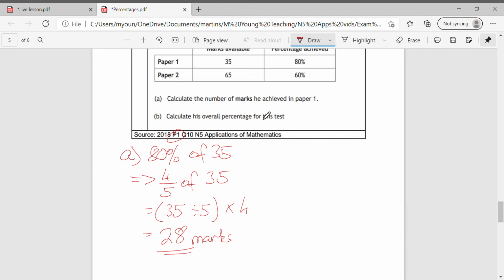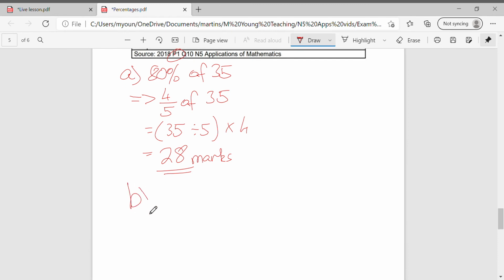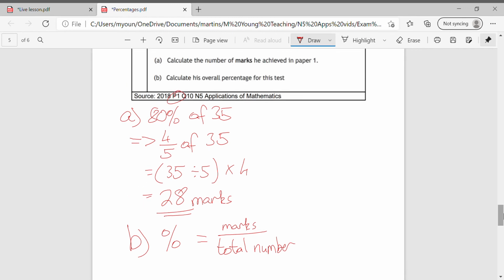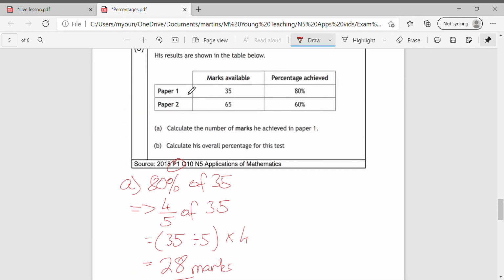Right. Part B says, what was his overall percentage? Right? So his overall percentage is going to be the number of marks that he got over the total number. So we work out a percentage. What amount did you get out of the total? So what we need to do is actually work out how many marks did he get for paper 2. We know how many marks he got for paper 1. Let's work out how many marks he got for paper 2, add them together, and then do that over the total.